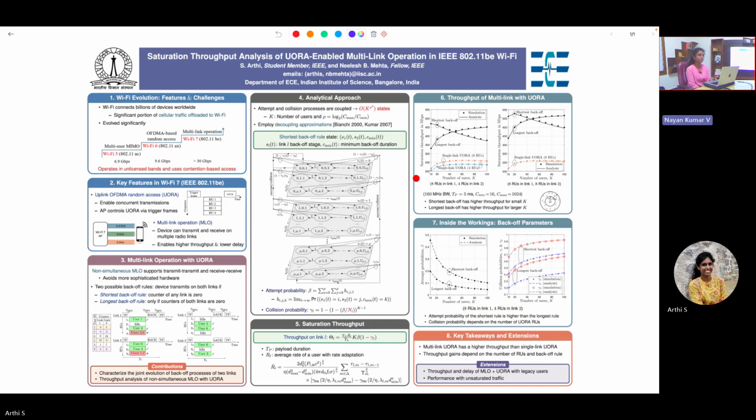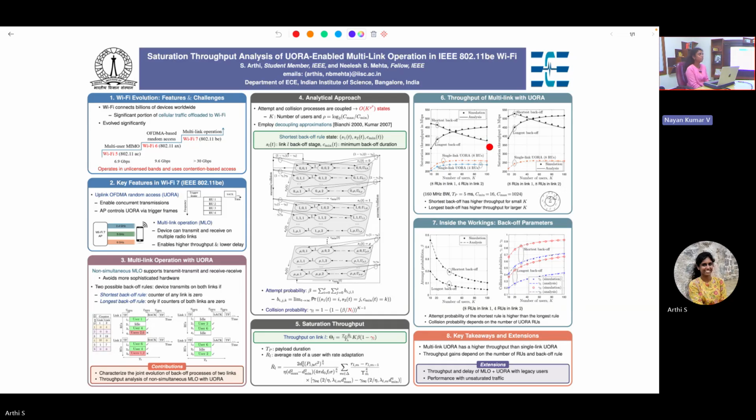In both the figures, we can see the black curves are for the multi-link throughput, and multi-link throughput is definitely higher than the single link throughput, which is shown here in red and blue. The throughput of multi-link depends on the backoff rules, which are the shortest and longest backoff rules. In the shortest backoff rule, the throughput increases first as the number of users increases, which is seen nicely in the second figure, because the number of successful transmissions increases. However, for more users, the throughput decreases below that of the longest backoff rule.